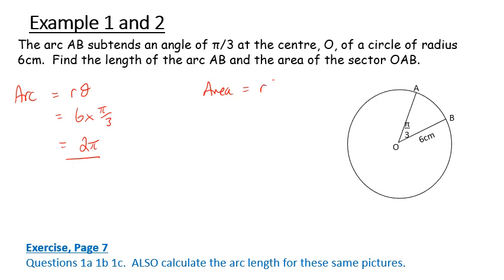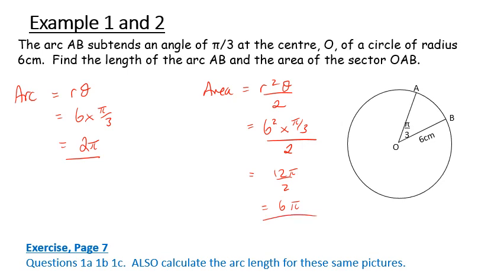The area of the sector, the formula was r squared theta over 2. So for this question, that's 6 squared times pi over 3, over 2. Well, 6 squared is 36, and 36 over 3 is 12, so that's 12 pi over 2, or if we simplify even further, it becomes 6 pi. Again, I'm going to leave my answer in terms of pi.